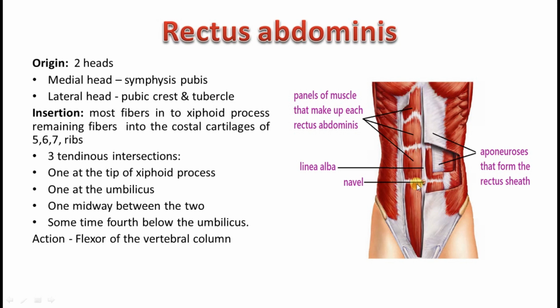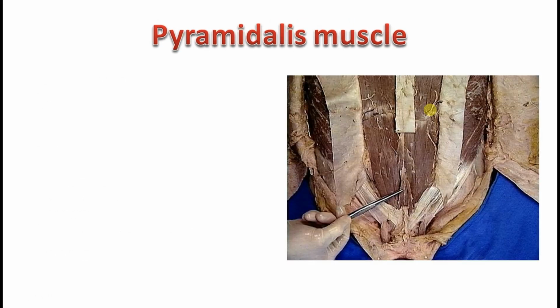Then, like other muscles, it increases the intra-abdominal pressure, compresses, and it is also a flexor of the vertebral column. It is a flexor of the vertebral column. So the lower 6 thoracic intercostal nerves supply it.